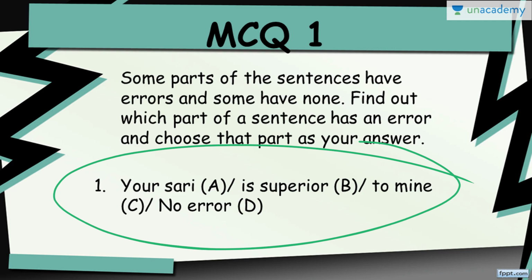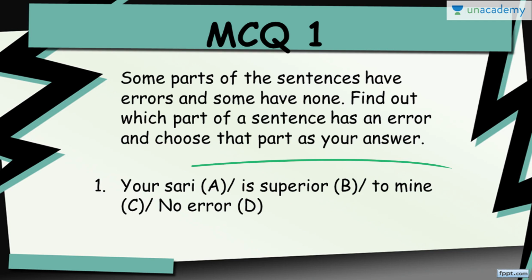So what do you have? Your sari is superior to mine, no error. In this type of question, it is difficult to understand them at one glance if you have not solved them before. So what happens here is that your sari is option A. If you find any error in this part of the sentence, you can say that A part is wrong. You can mark the answer as A.